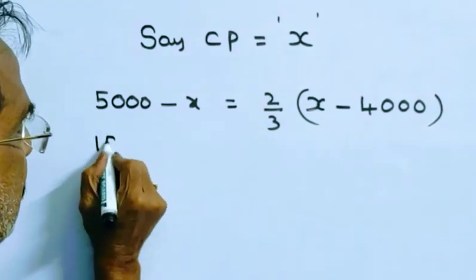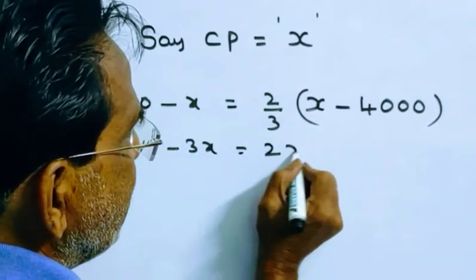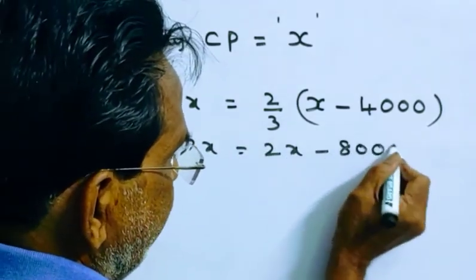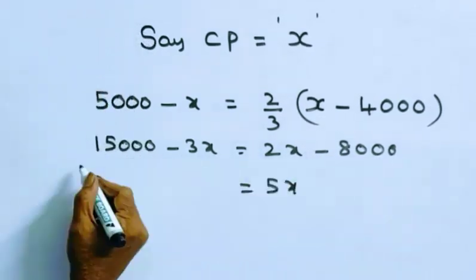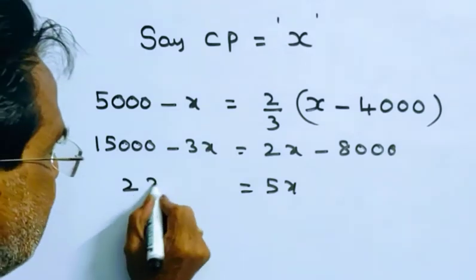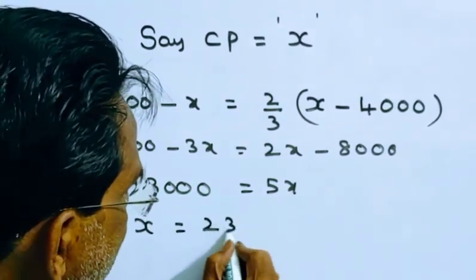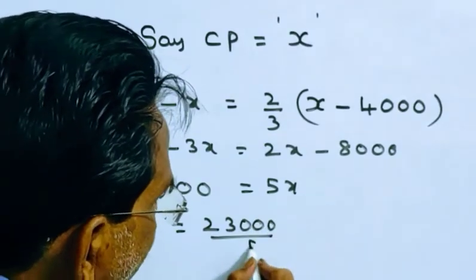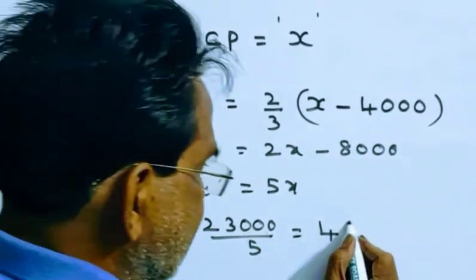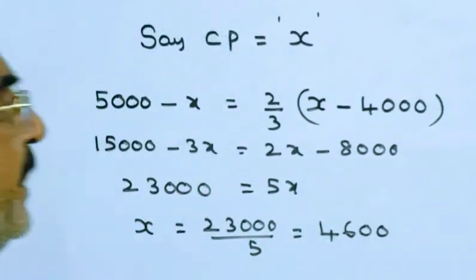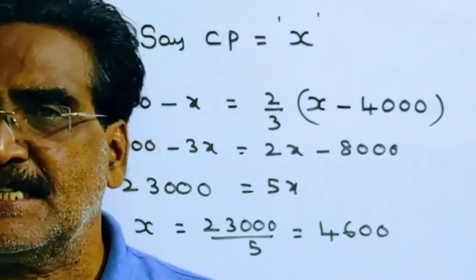3 times 5,000 is 15,000, minus 3x, is equal to 2x minus 8,000. See friends, 5x is equal to 15,000 plus 8,000, that is 23,000. So x is equal to 23,000 by 5. See friends, 5 4s are 20, 30 remains, 5 6s are 30, and two zeros. So x is equal to 4,600, friends. So the cost price of the watch is 4,600 rupees.